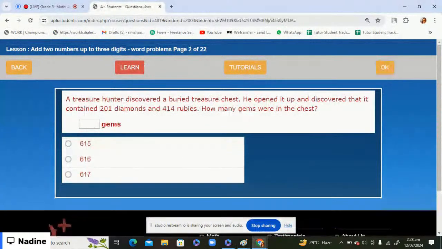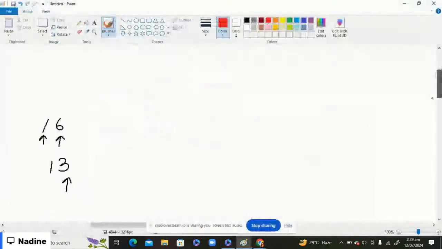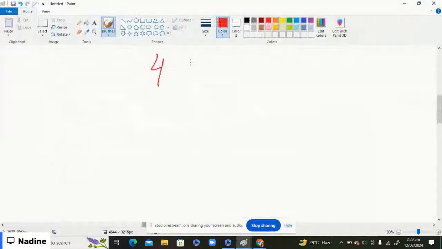Okay, now you all solve this one. A treasure hunter discovered a buried treasure chest. He opened it up and discovered that it contained 201 diamonds and 414 rubies. So how many gems were in the chest? So 201 and 414. Let's add them up. Here I'm going to write 414 and 201.